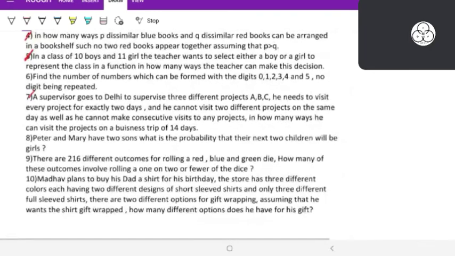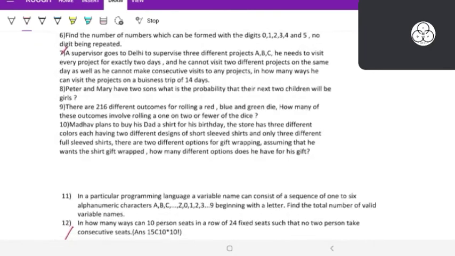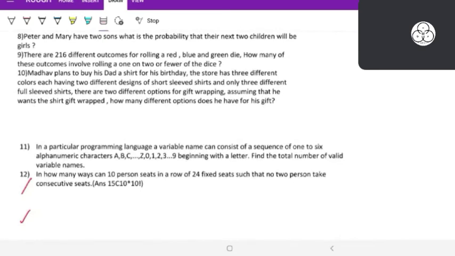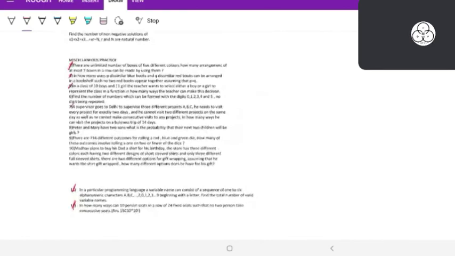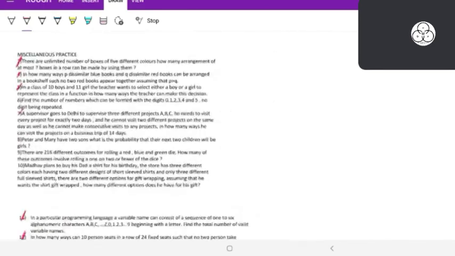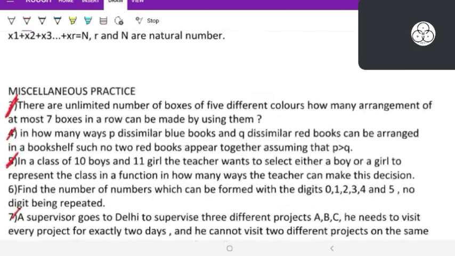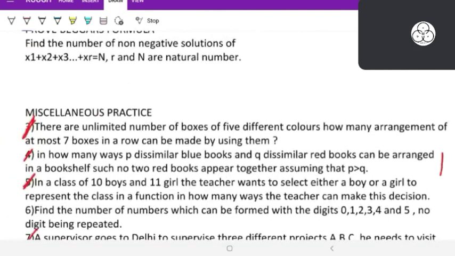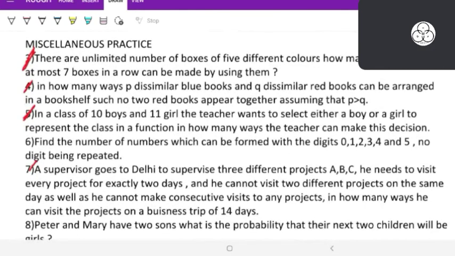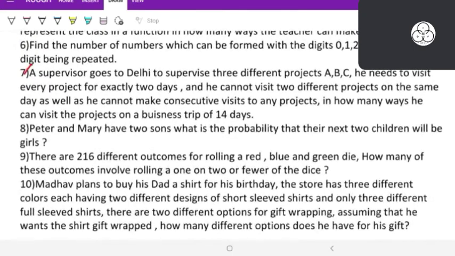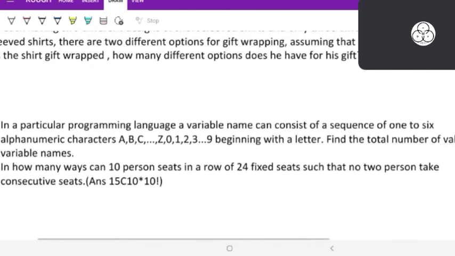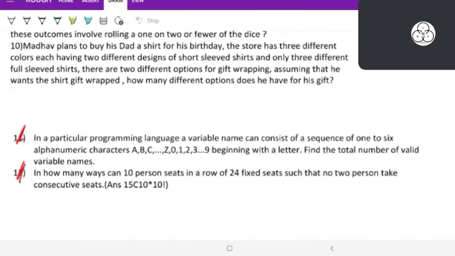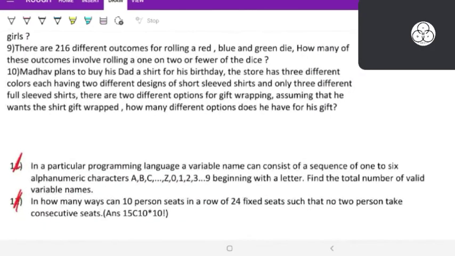7 I am not going to solve. I just give you a hint. 11, 12. These are the questions not visible. Just look at question number 3, question number 4, question 5, then question 7 that I am not going to solve, question 11 and question 12.